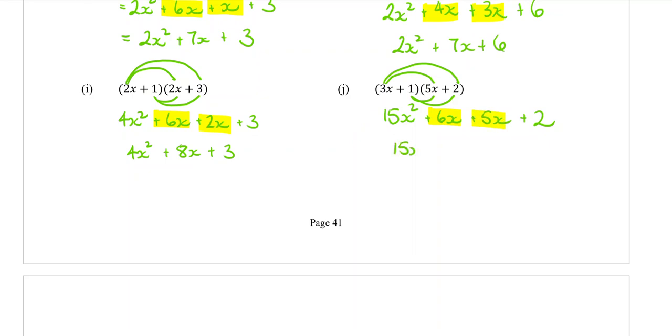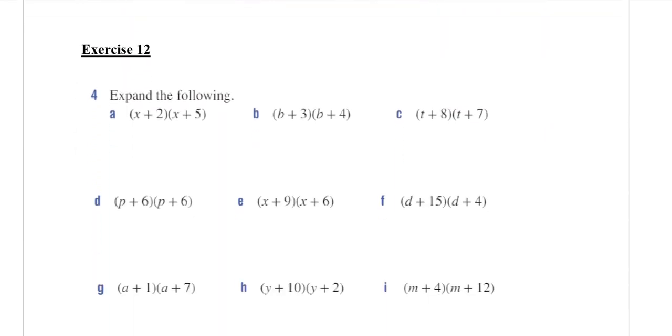we leave the 15x squared. 6 plus 5 makes 11 x's plus the 2 on the end. That's it. All right, so you've got a couple of pages practicing that over and over and over.